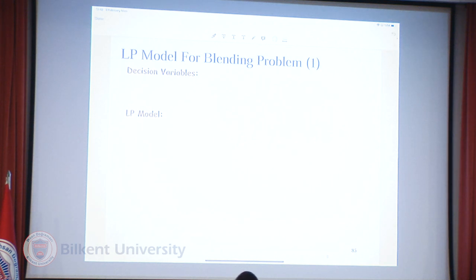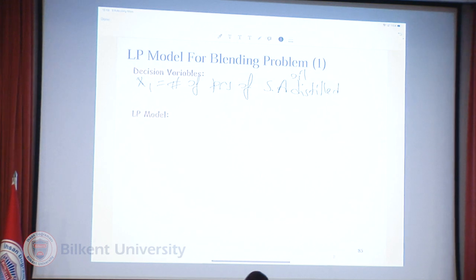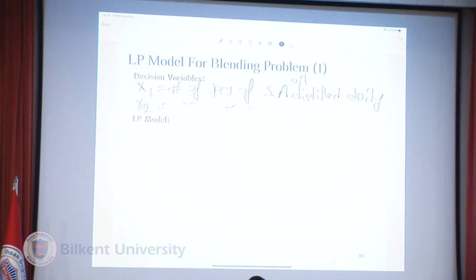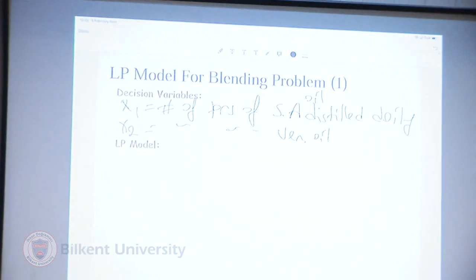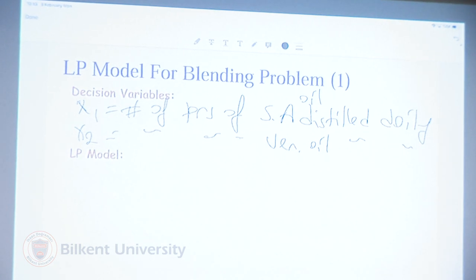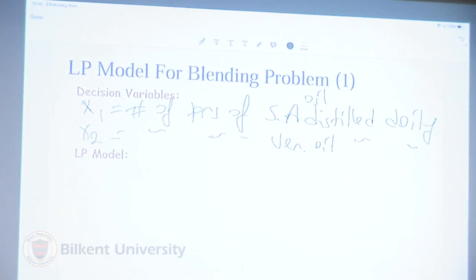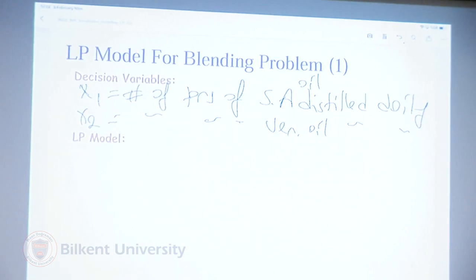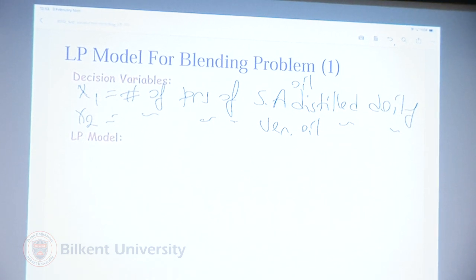X1 will be number of tons of Saudi Arabia oil distilled daily, and X2 will represent number of tons of Venezuela oil distilled daily. Clear? Okay, what else? Now we have defined our variables.